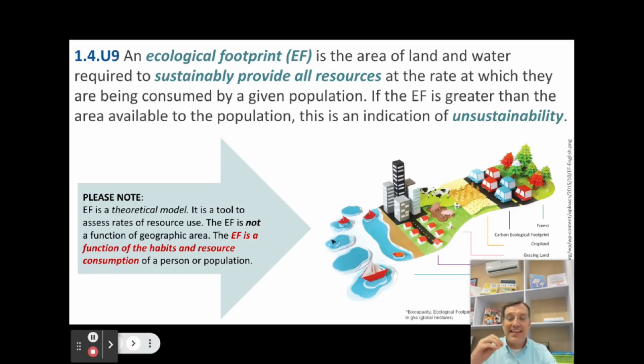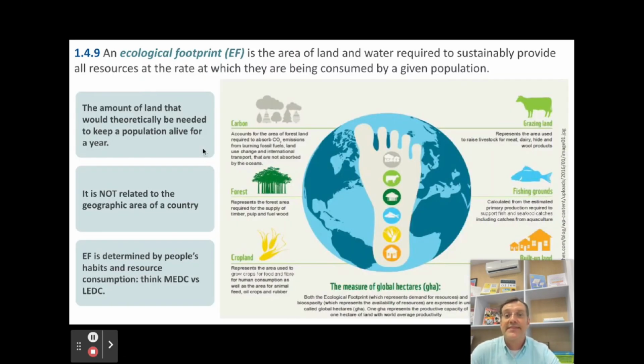Ecological footprint is a theoretical model. It's not an actual measurement of the amount of land that's dedicated to farming and the amount of land that is built up into cities and roads. It is not a measure of the volume of water that is consumed for human use and agricultural irrigation. It's a model, right? And it's a model that's a function of the habits and resource consumption of a person, or more broadly, of populations, right? Again, it's a theoretical model. It's how much stuff we use, how many resources we use in order to stay alive for a year.